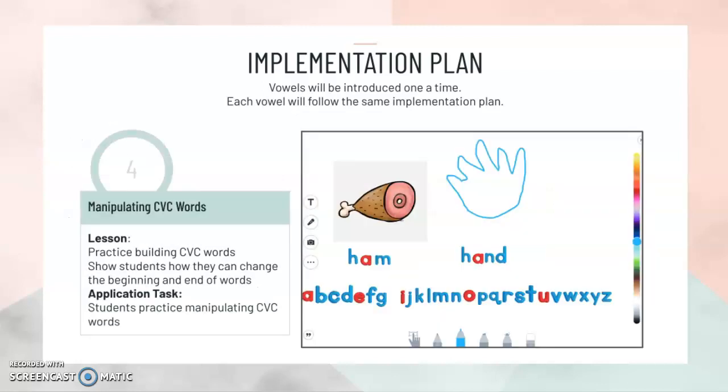On the 4th day of implementation, students will manipulate words and sounds to create new words. The teacher will show students how they can take one word and remove and replace letters to create a new word. For example, ham can be changed to the word hand. With the class, they will practice spelling and manipulating words. Then students will work with a partner using Google Jamboard to change provided CVC words.